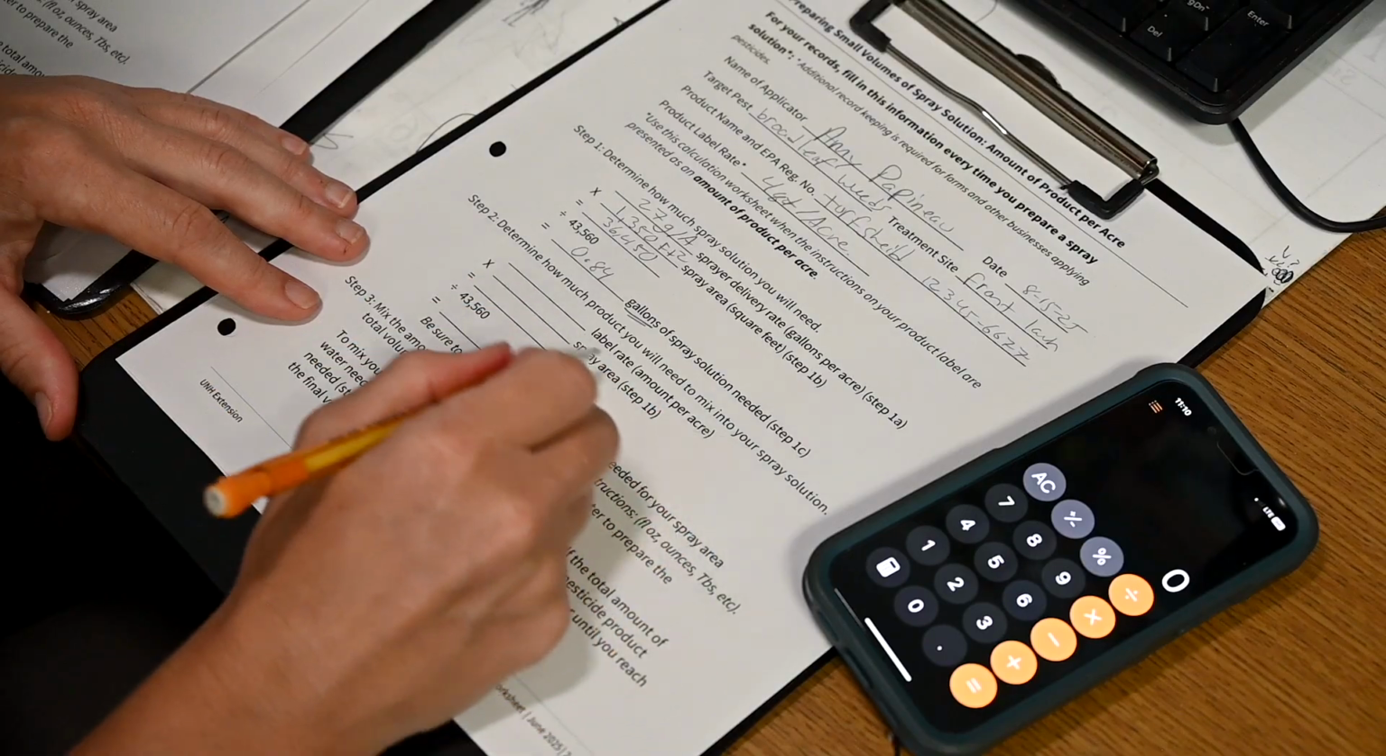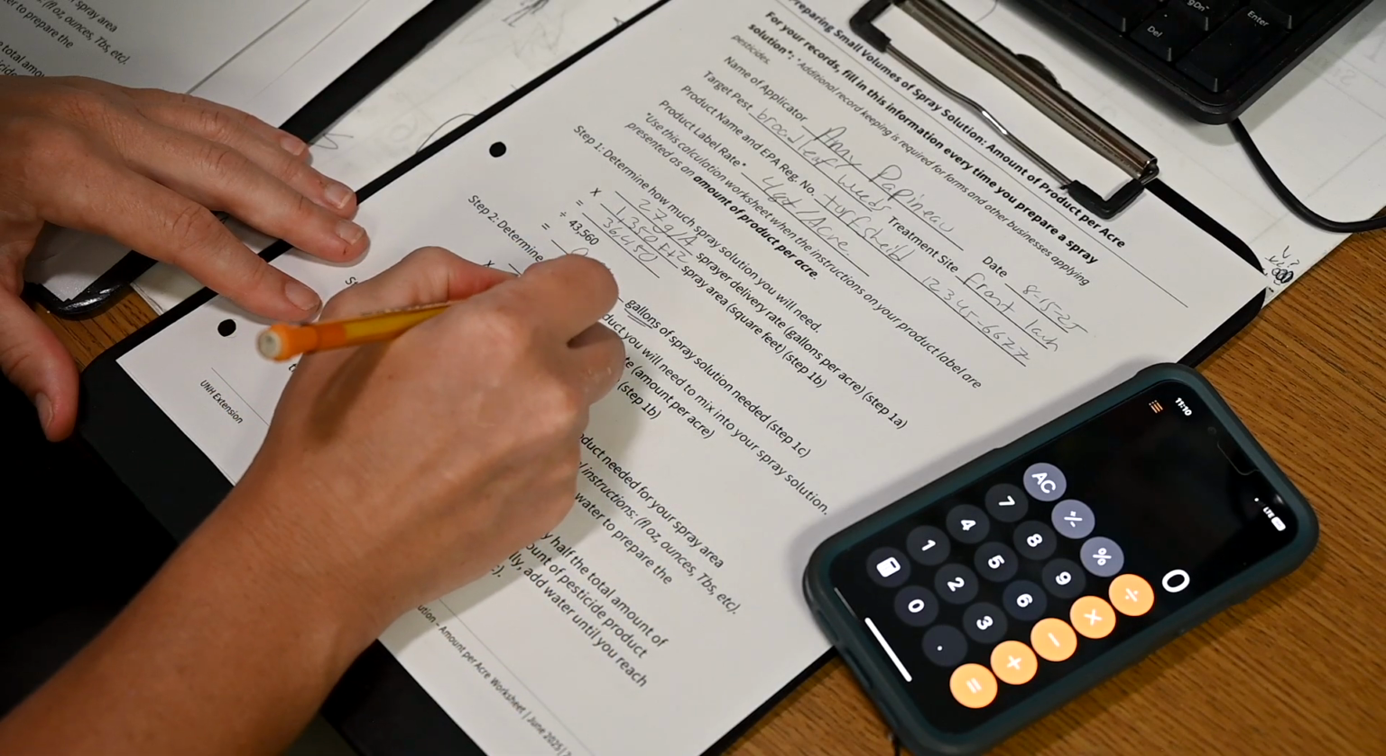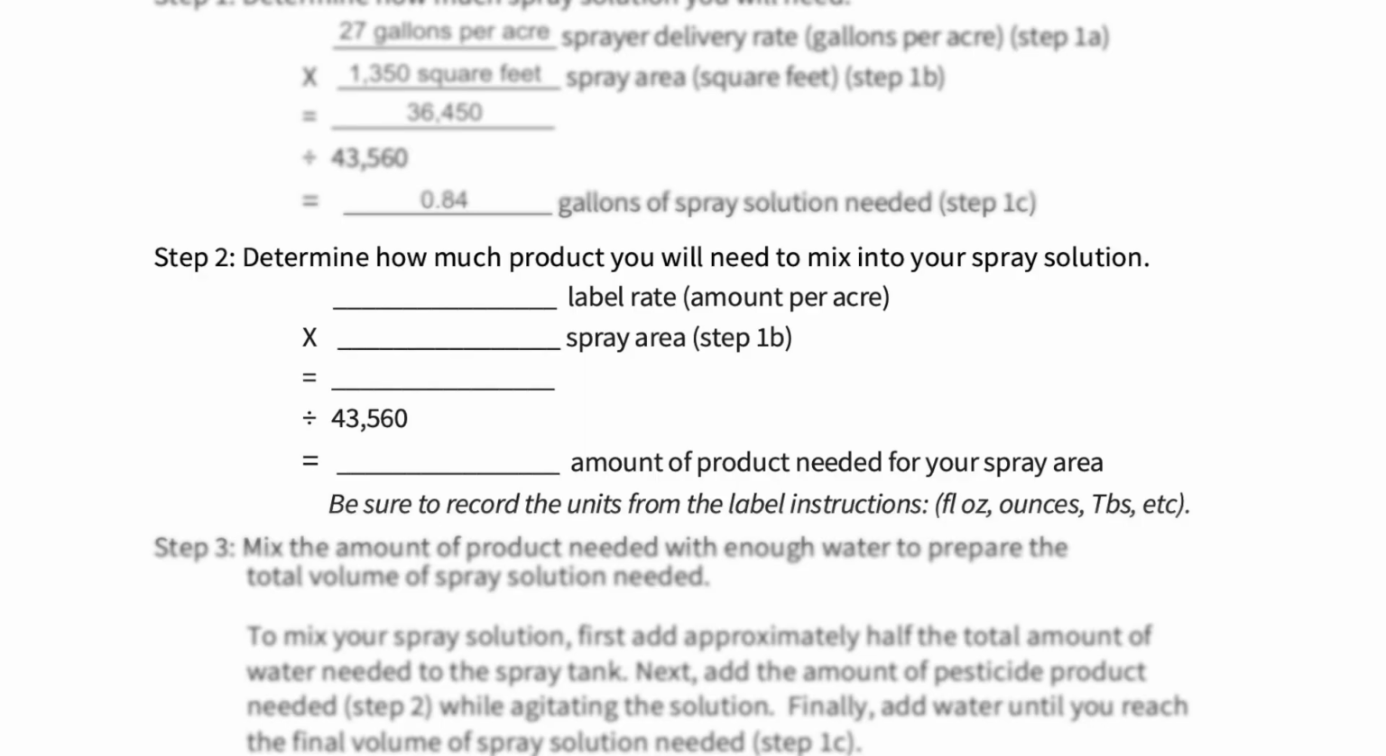Step 2. We need to determine the proper amount of product to be mixed into the spray solution. Remember, our label rate is 4 quarts of product per acre. To determine how much product is needed for our area, multiply 4 quarts by the size of the area, 1,350 square feet, which is 5,400. Then divide the 5,400 by the number of square feet in an acre, 43,560, for a total of 0.12 quarts of product needed.